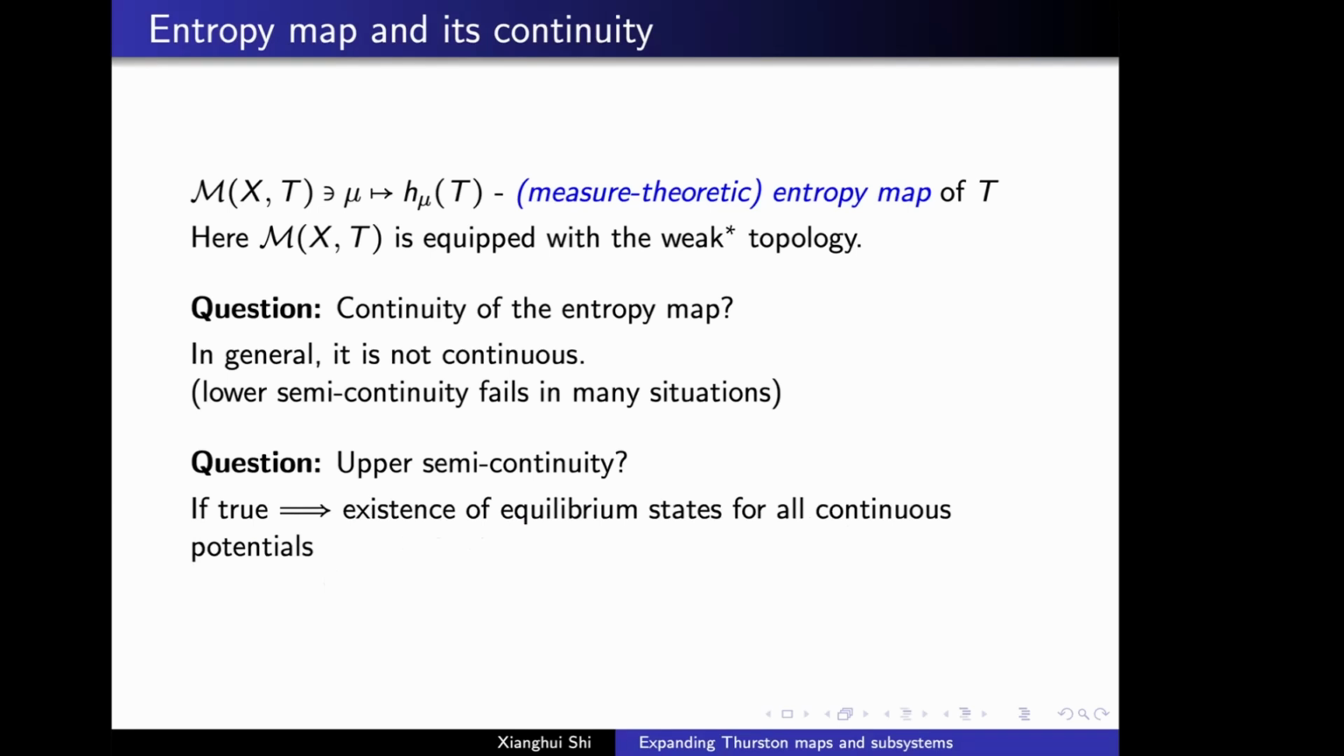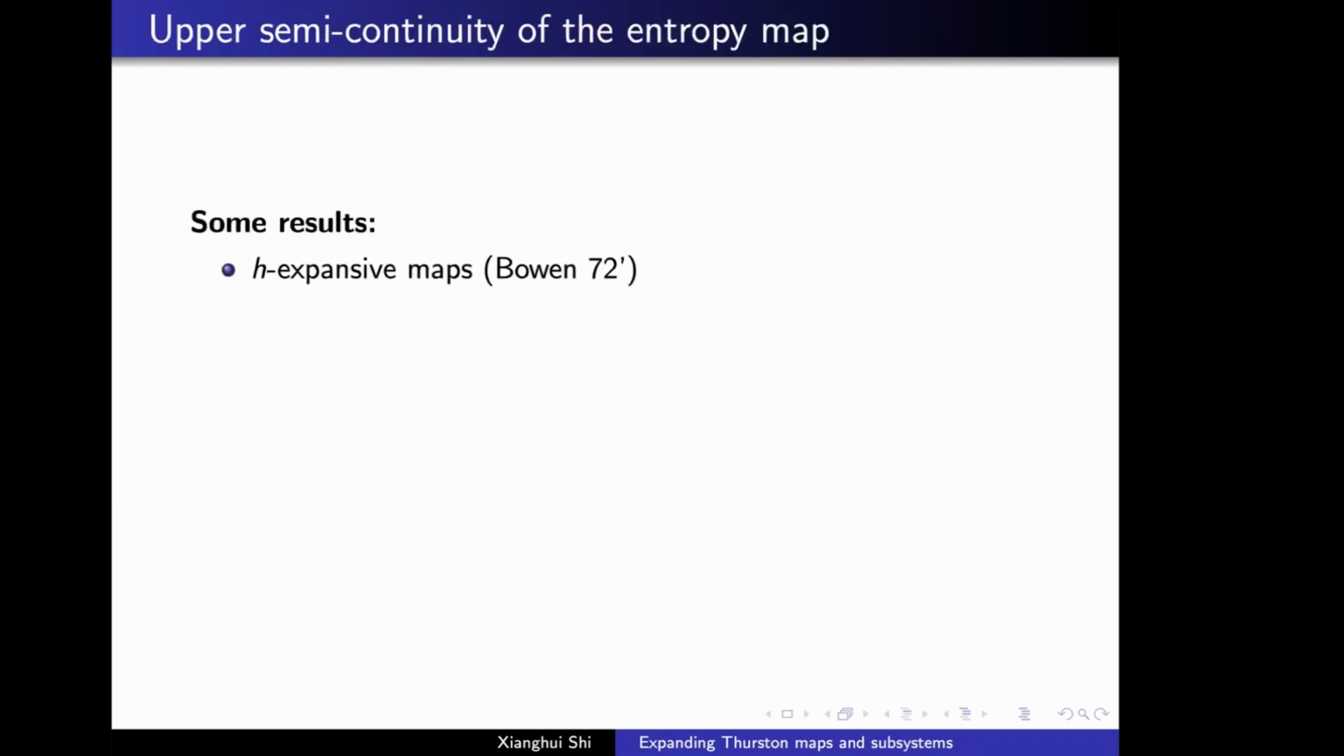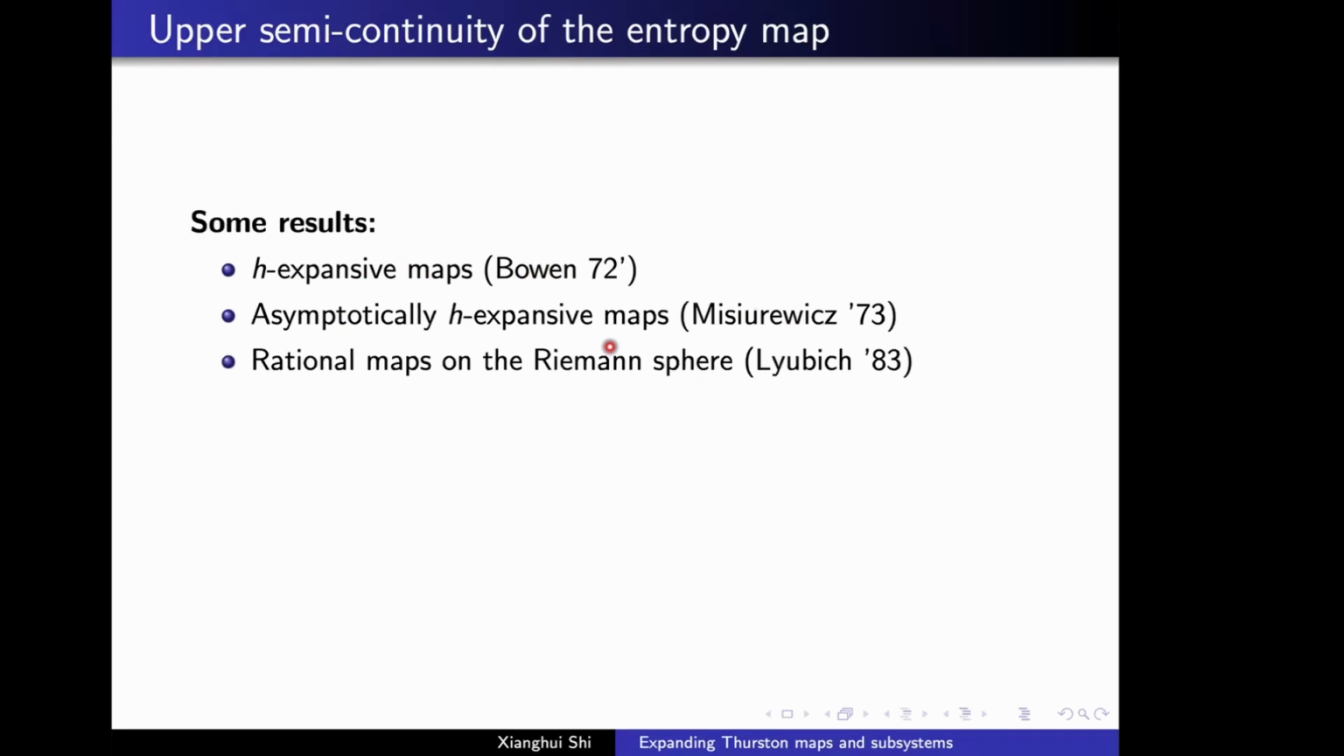So this means the existence part is almost free. Okay. This question has a very long history, dating back to Bowen. Here I list some of the results. Bowen proved the property for all entropy expansive maps, and one year later, Misiurewicz extended Bowen's result to asymptotically h-expansive maps. In rational complex dynamics, Ljubich proved the upper semi-continuity for all rational maps.